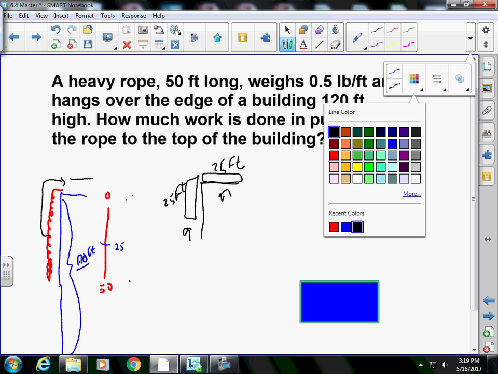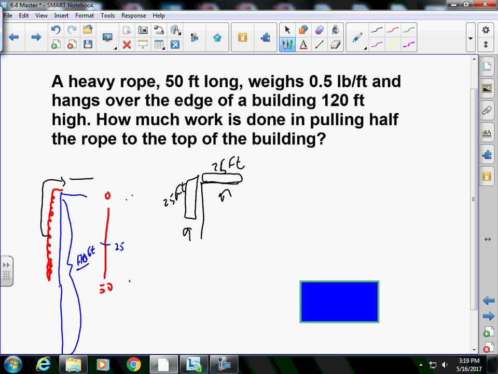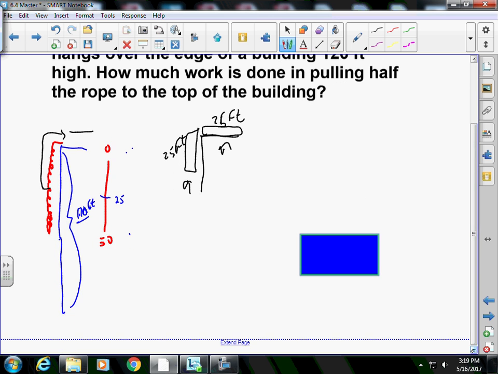So here we are. We're going to work out this problem now. I just need to talk a little about what's going on. So here's the setup. I'm going to go from 0 to 25 because that's how much it's going to go up. The rope weighs 0.5 pounds per foot. So there's my function, dx. So here is the top half of the rope.